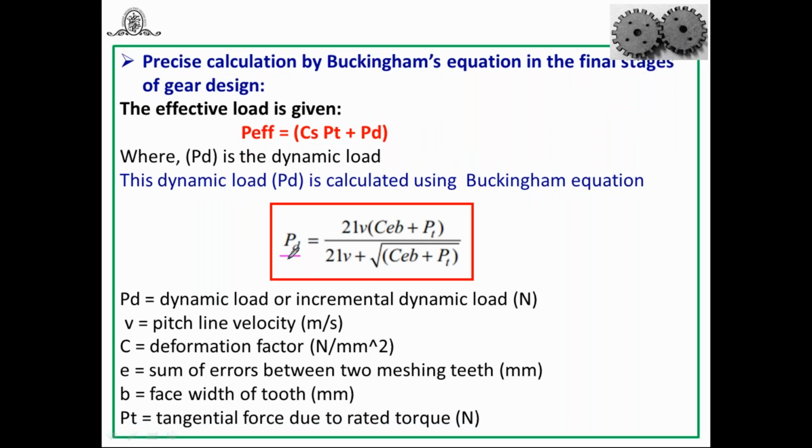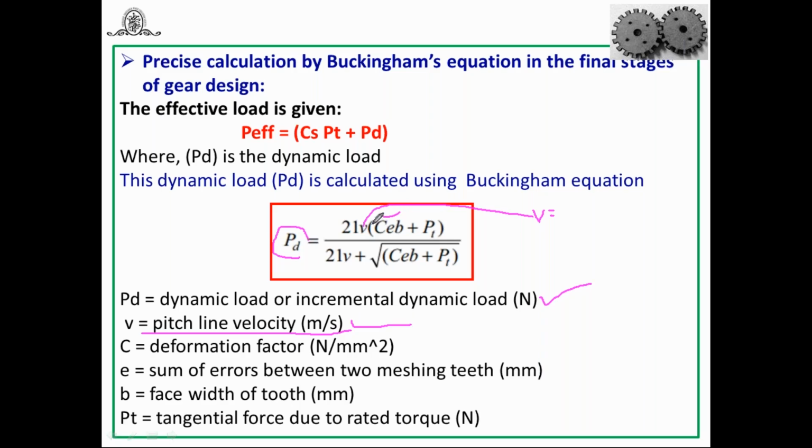How to calculate the PD? You can note down this expression. PD is equal to 21 into V into (C into e into B plus PT) upon 21 into V plus the square root of (C into e into B plus PT). I will explain all the terms one by one. Now here, what is V? Pitch line velocity, in meter per second. What is PD? Dynamic load or incremental dynamic load, in Newton.